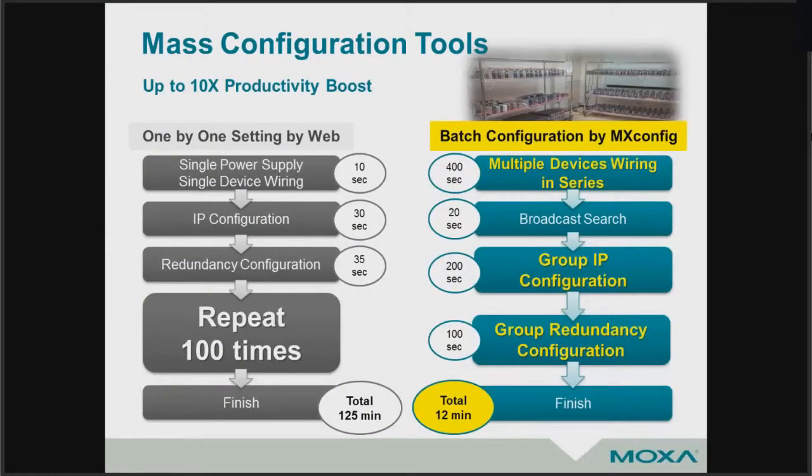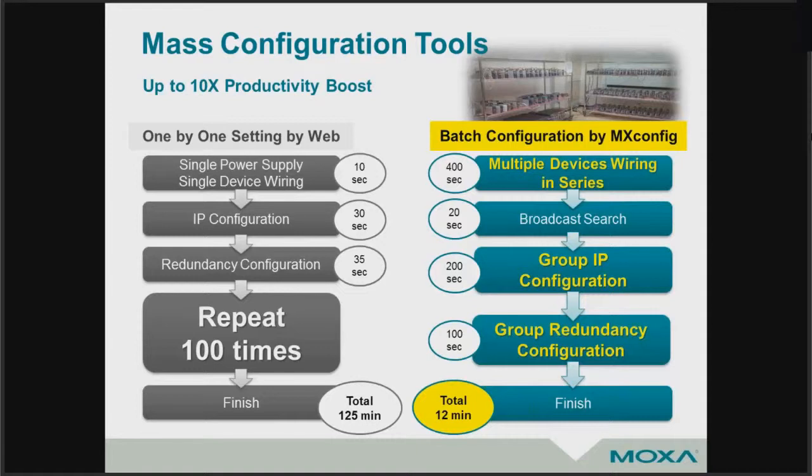So the first topic we'll talk about is mass configuration tools. What I've got here is a simple comparison of using a web interface to configure each switch individually versus using a batch configuration tool. With an interface, you would generally plug into each switch and power it up. You would set the IP address. You would set redundancy configurations and any other configurations that you need to configure. And then you would repeat that times the number of switches that you have.